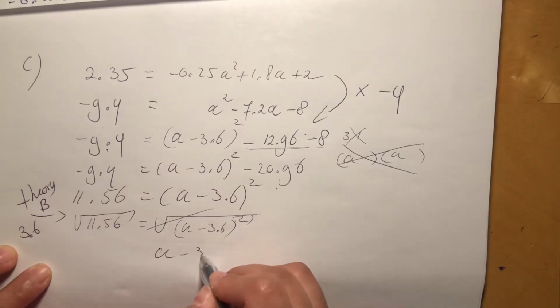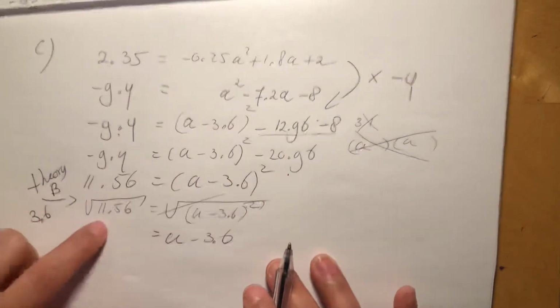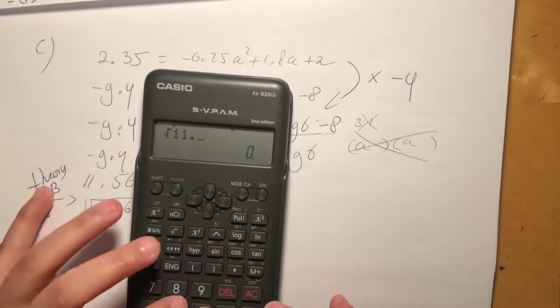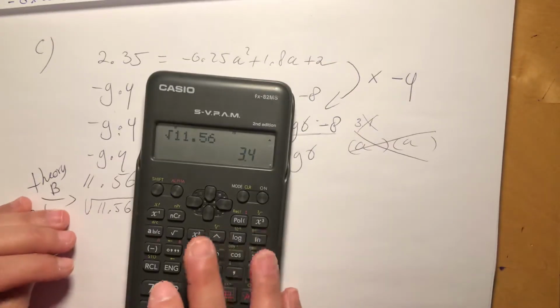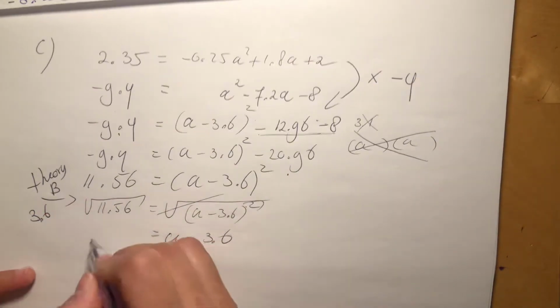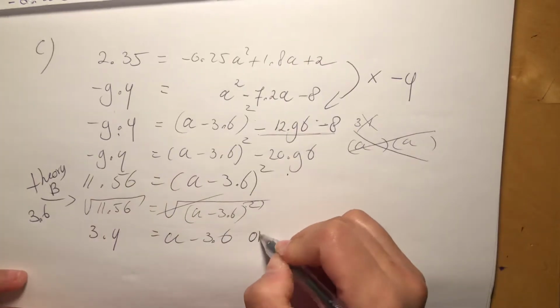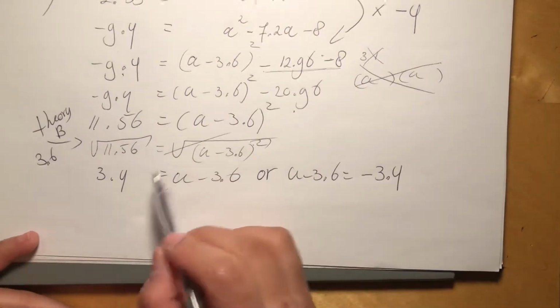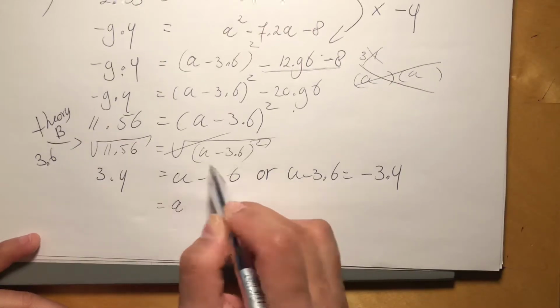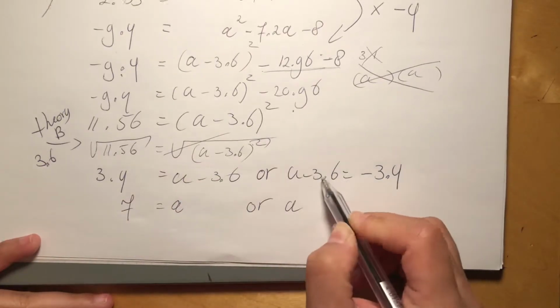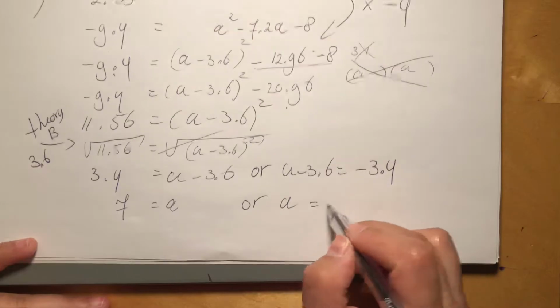This is a minus 3.6 equals, remember we have the positive answer and the negative one, 11.56. So you get eventually a minus 3.6 equals 3.4 or a minus 3.6 equals negative 3.4. Now let's continue. a will be negative 3.4 plus 3.6 on that side, or a will be 3.6 plus 3.4, that side, will be 7.